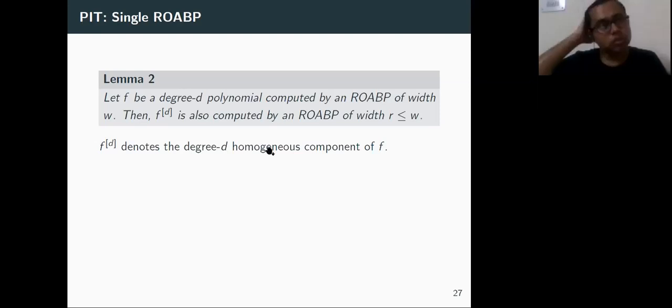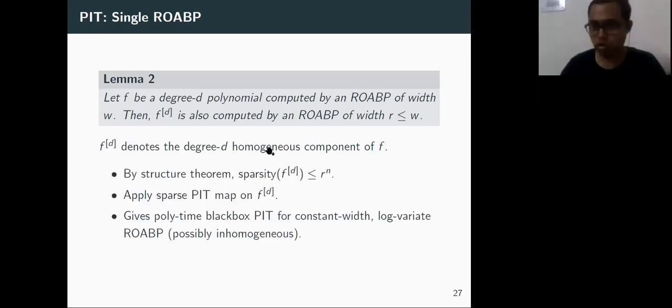Why does it hold here? By the structural theorem, we can say that the top leading homogeneous part f_D is also computed by an ROP of width R. Then by our structural theorem, this sparsity will also be at most R to the n. So now with the sparse PIT map, we get a polytime black box PIT for a single constant width ROP.